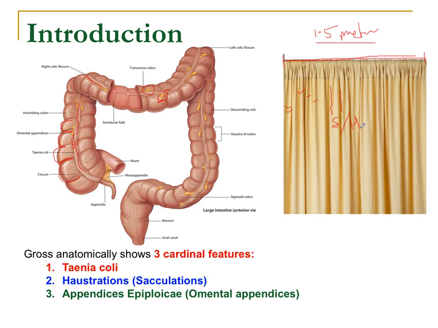Sacculation or haustration. And somewhere here you will again find fat filled pouches, and those fat filled pouches are called appendices epiploicae. This is one question that they have asked every time in the lab examinations: write the cardinal features of the large intestine.